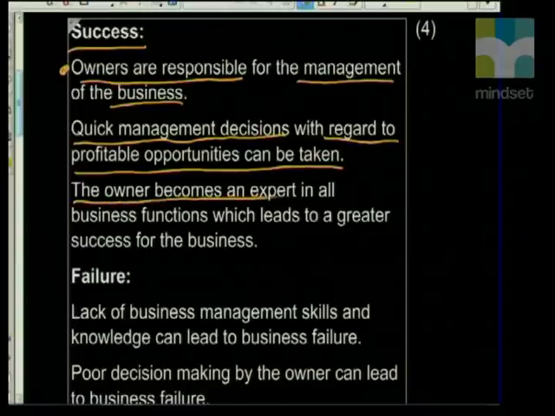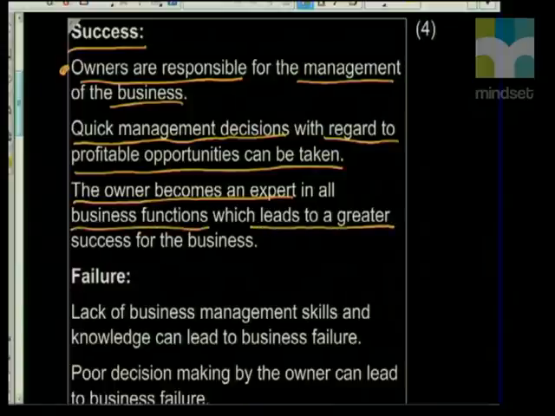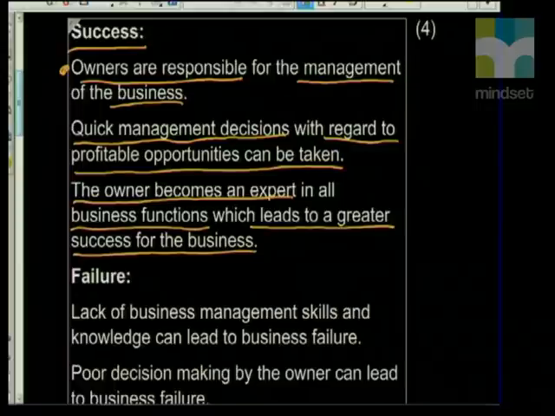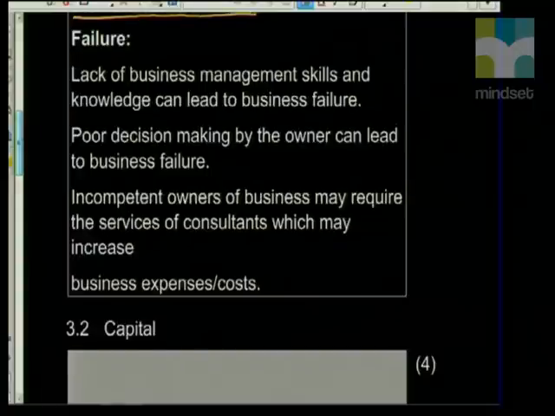The next success factor would be the owner becomes an expert in all the business functions, which leads to a greater success for the business. So the manager basically becomes an expert in, if you think about the 8 business functions, going from operations to finance to purchasing, and the manager is really involved because the manager is the sole trader and it's his business. So there's a lot of involvement, a lot of personal investment, which will help with the success of a sole trader. On the other hand, there would be failure.